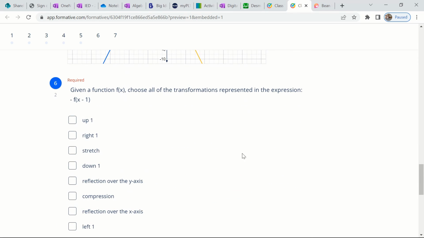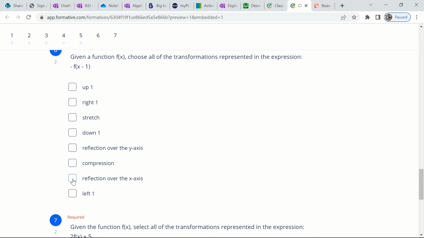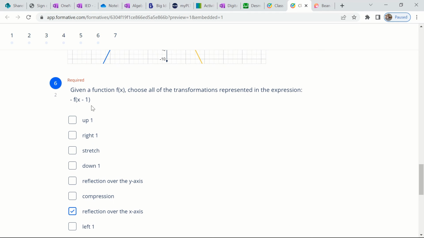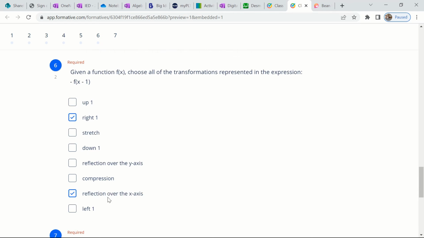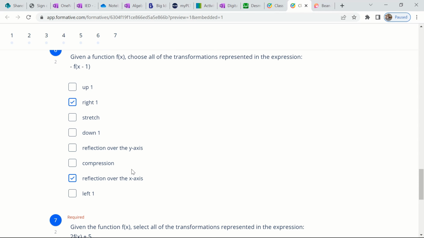Question 6, given a function f of x, choose all the transformations represented in the expression negative f of x minus 1. Well, a negative out in front is a reflection over the x-axis, and subtracting 1 on the inside will make it go to the right 1. And so you want to check off all of what that might be.